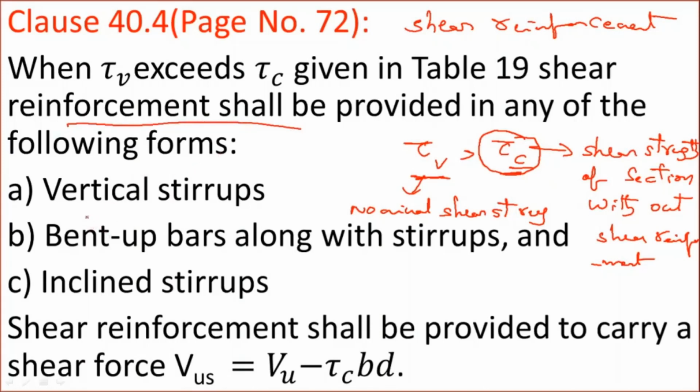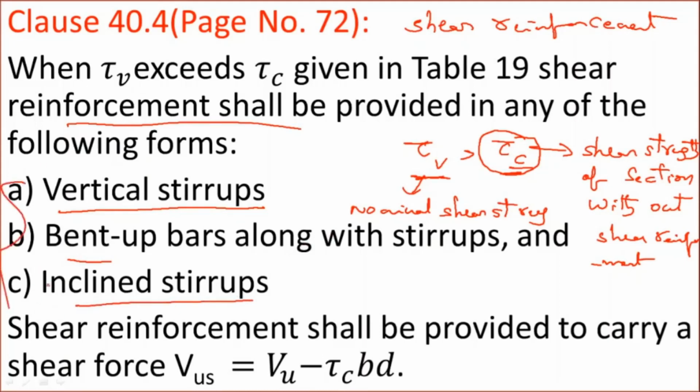Then that shear reinforcement is provided in three forms: vertical stirrups, bent up bars along with the stirrups, and inclined stirrups. You can provide the shear reinforcement in three forms. One is the vertical stirrups, the second one is bent up bars along with the stirrups. That means you cannot provide the bent up bars alone, you have to provide the bent up bars along with the combination of the stirrups. Then you can also provide inclined stirrups.